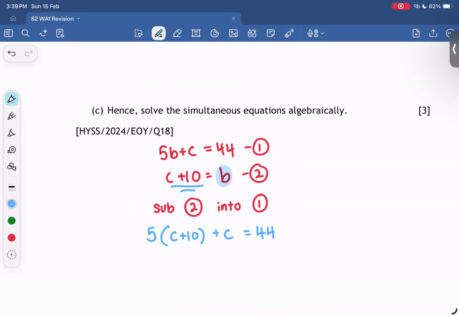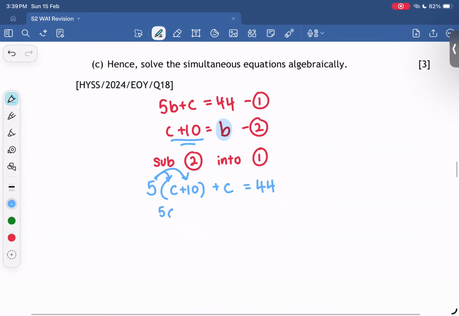So what I'm going to do here is shift all my alphabets to the left, all my numbers to the right. But over here, I think you cannot do that first. You need to do one more step. Okay, you need to expand, and then you can do that. All right, so I will expand first. So I will have 5C plus 50, and then plus C equals 44.